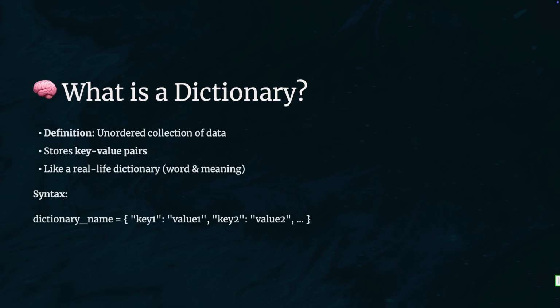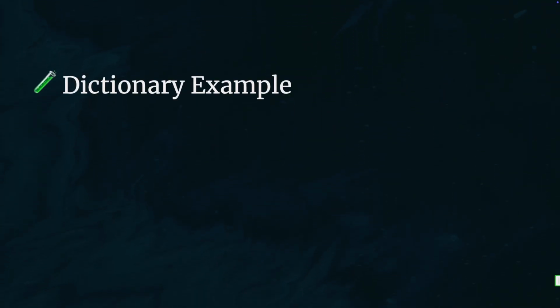Exactly. Okay, so a key thing here is that the keys have to be unique, right? Absolutely. That's fundamental to how dictionaries work, because if you had the same key multiple times, Python wouldn't know which value you're trying to get when you look it up. Right, it would get confused. Yeah. Okay, that makes sense.